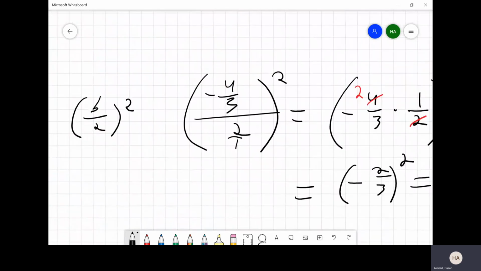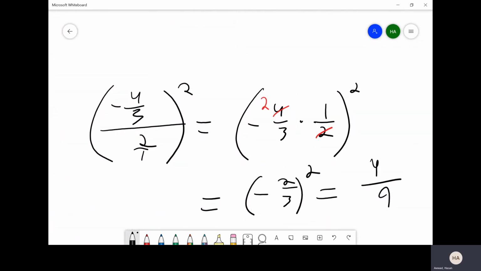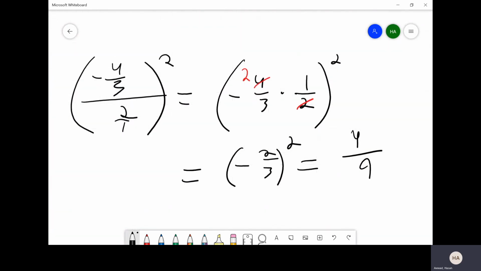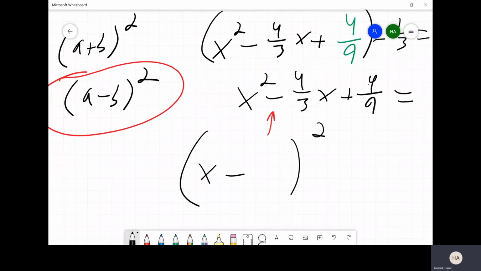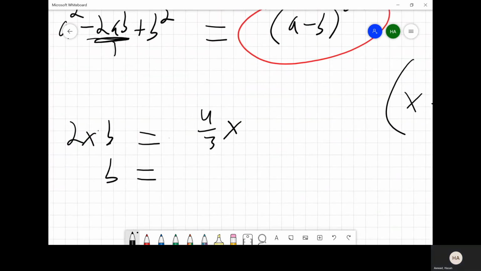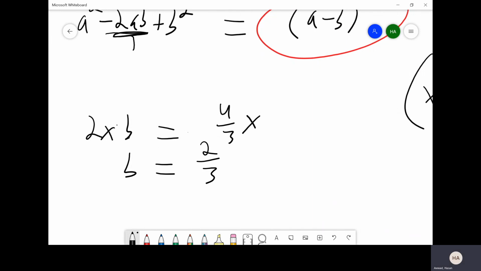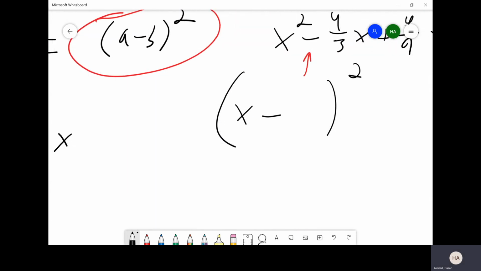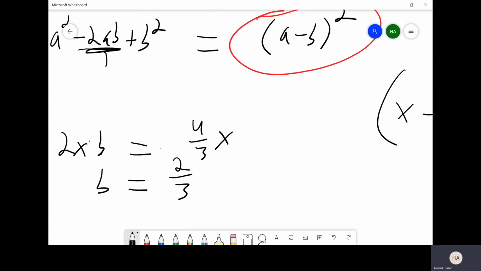Didn't we just do that? What is 4/3 divided by 2? Here it was negative 4/3, but 4/3 divided by 2 is just 2/3, right? So we get b being 2/3. And now we see that a minus b is just x minus 2/3, right? So that was one way to think about it.